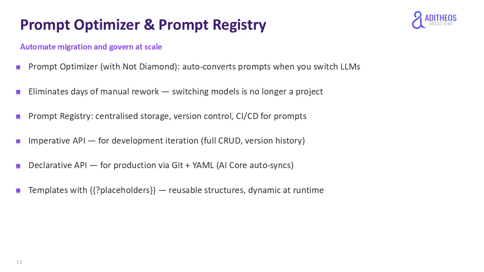The declarative API used for production deployment via CI/CD pipelines. Prompts are defined as YAML files stored in a Git repository. SAP AI Core watches the repo and synchronizes changes into the prompt registry automatically. This makes prompt management identical to application code deployment with pull requests, code reviews, and automated deployment.